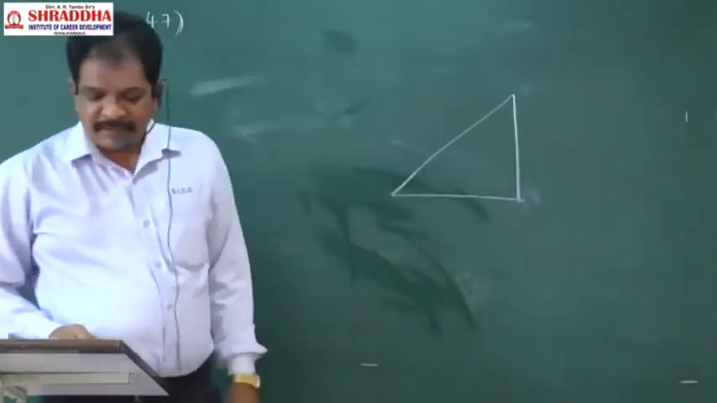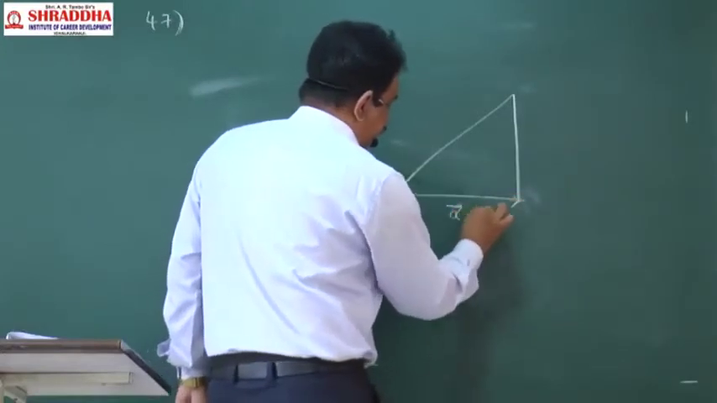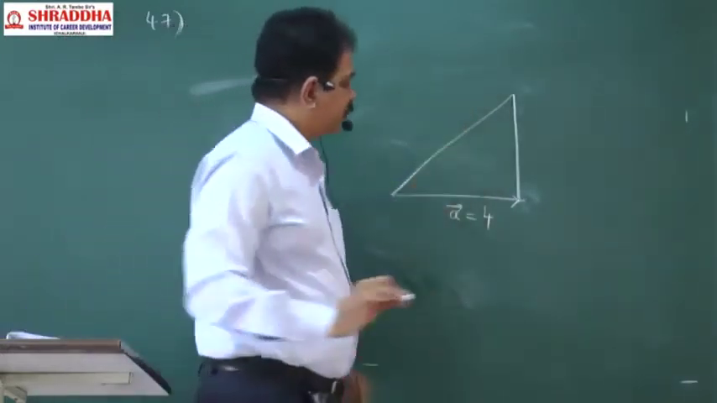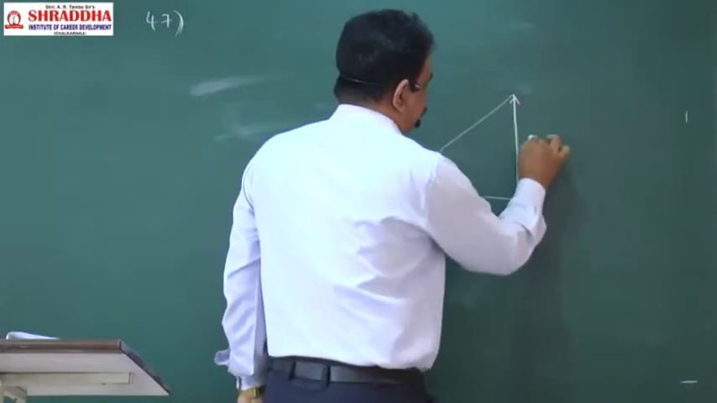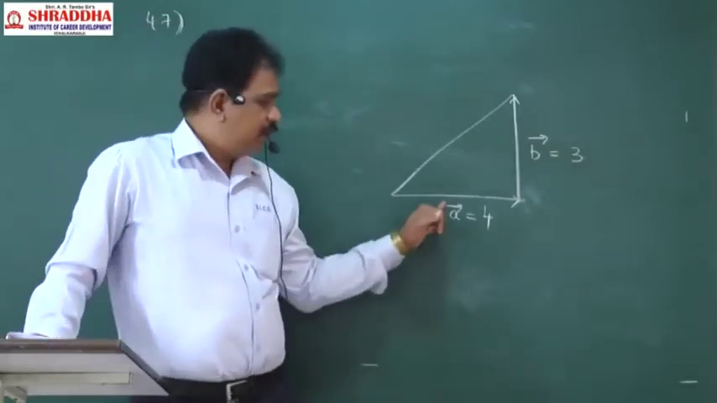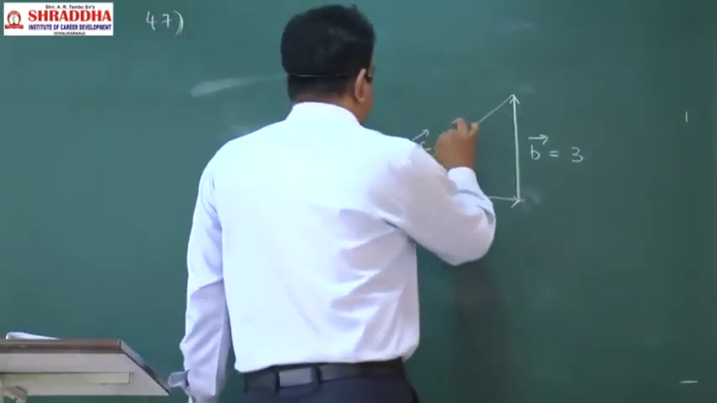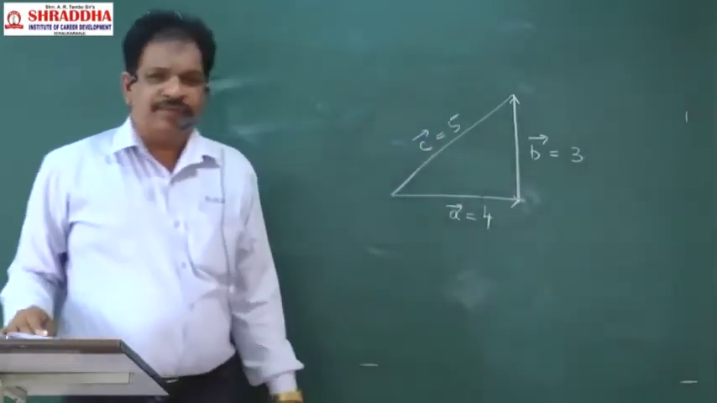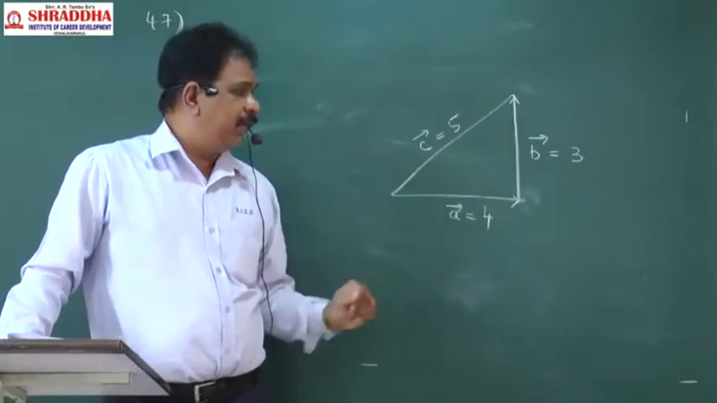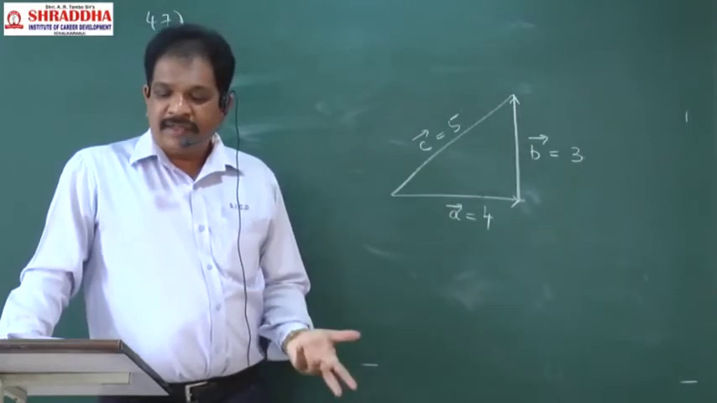In this triangle, this side is represented by A bar, its value is equal to 4. This side is represented by B bar, this value is equal to 3. This is 4, this is 3. Then this is C bar, this value will be 5. Then what is the angle between the two vectors A and B? The resultant of A and B will be C. Then what is the angle between them?